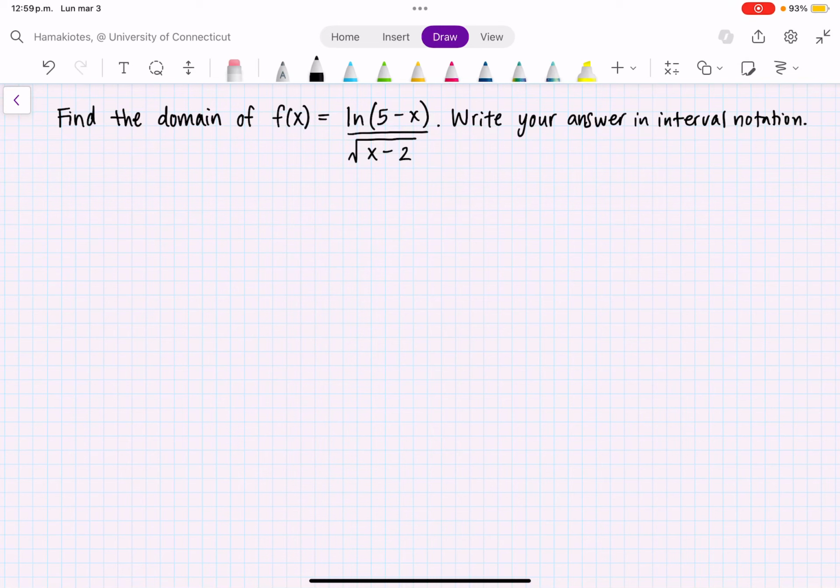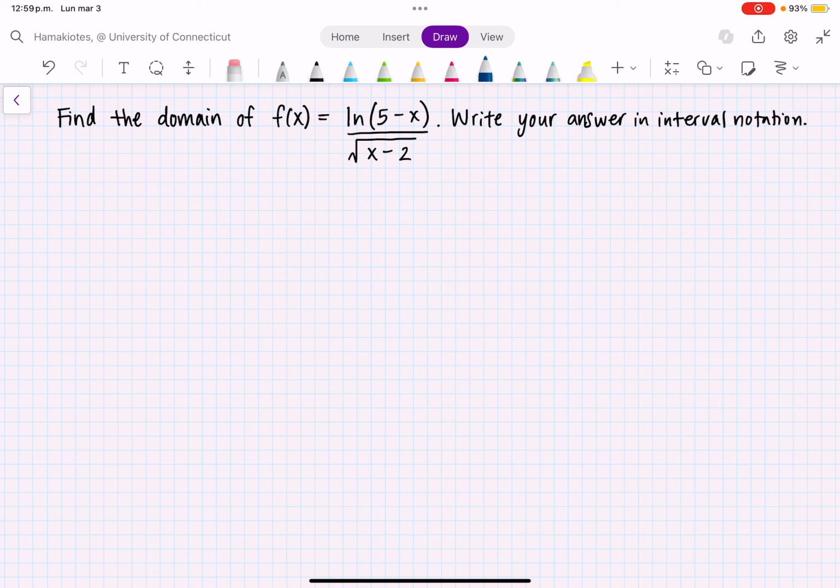In this video, we are going to find the domain of f of x equals the natural log of 5 minus x, all over the square root of x minus 2. And we're going to write our answer in interval notation. So first, let's take a look at ln of 5 minus x all over the square root of x minus 2. So for the domain, we have two constraints.